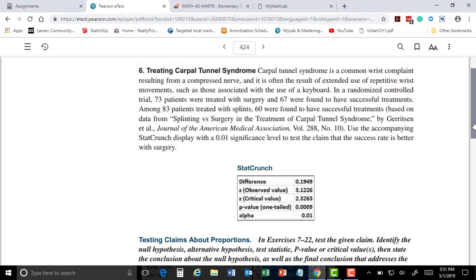Is there a statistically significantly higher success rate using an operation?